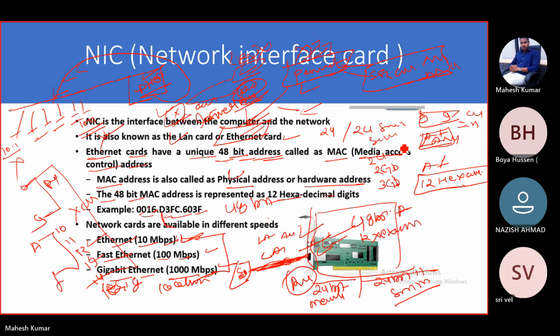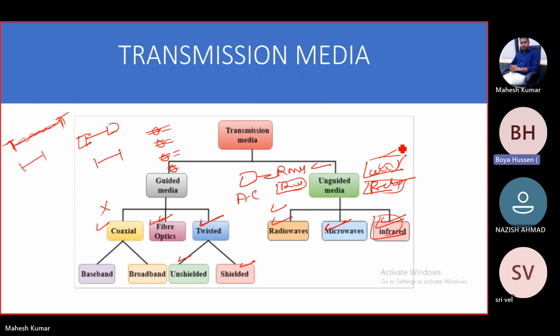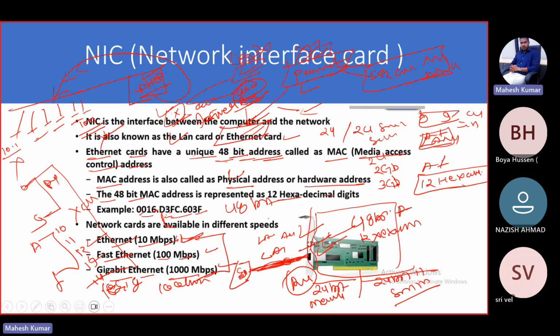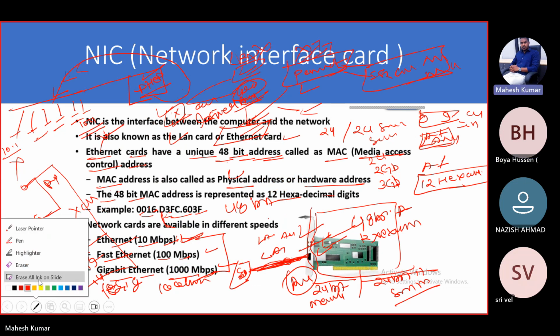Clear? Shall we repeat just? What do I need to repeat? Just tell me. Gigabit Ethernet. Okay.